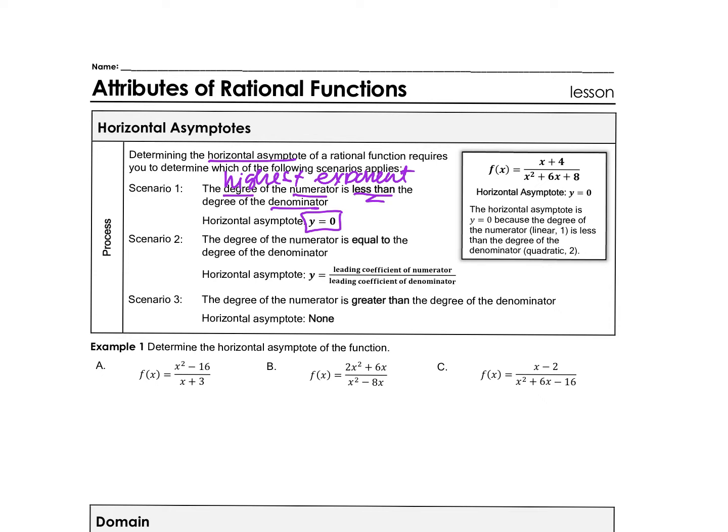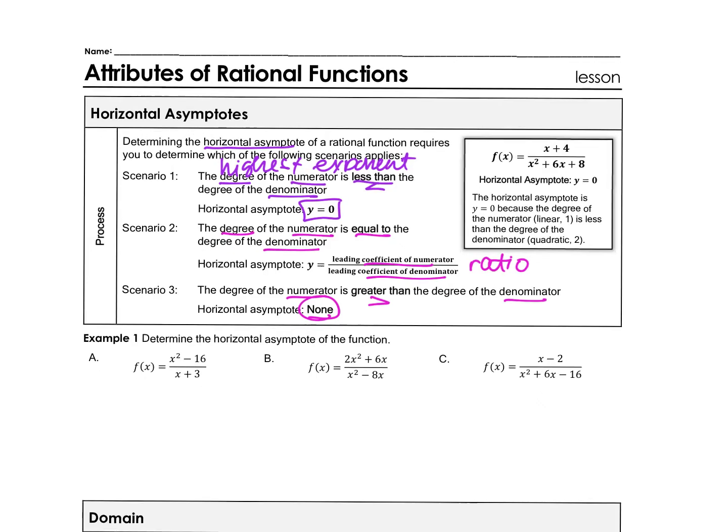And then if the degree of the numerator is equal to the denominator degree, then you're looking at y equals the ratio of the leading coefficients. So you're doing the coefficient of the numerator over the coefficient of the denominator. The leading one means the number in front of the highest exponent variable. And then if the numerator degree is greater, so it's greater on top, then there's not going to be a horizontal asymptote. Okay, so 3 different things that you need to remember on horizontal asymptotes.